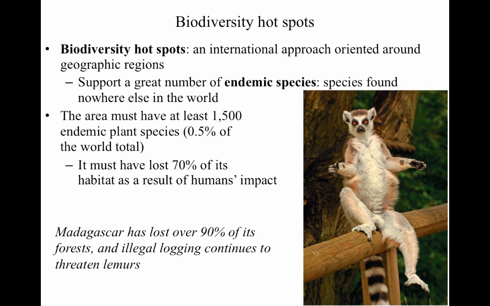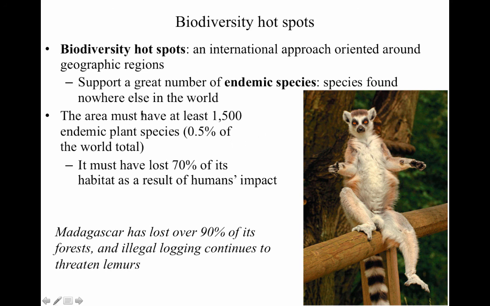So, biodiversity hotspots. This is an international approach that's intended to identify parts of the world that are considered biodiversity hotspots, and they support a great number of endemic species, and these are species found nowhere else in the world. An example is a lemur, found really just in a very small part of the world.